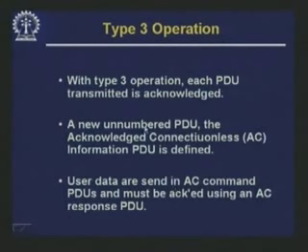With type 3 operation, which you remember is acknowledged connectionless service, each PDU transmitted is acknowledged. So, there is an acknowledgement coming from the other side. A new unnumbered PDU, the acknowledged connectionless AC information PDU, is defined for this acknowledgement. User data are sent in AC command PDUs, and AC command PDUs must be acknowledged using an AC response PDU.